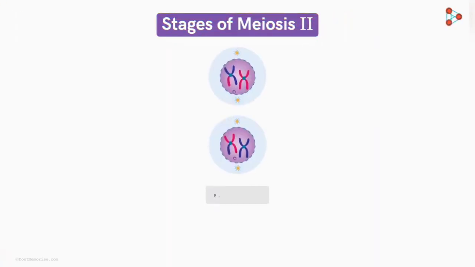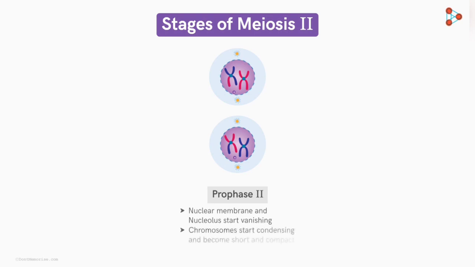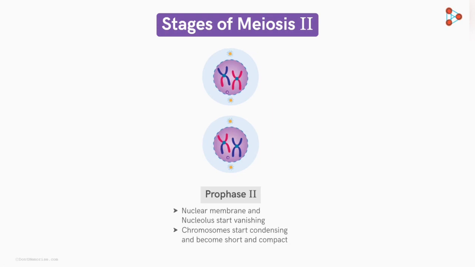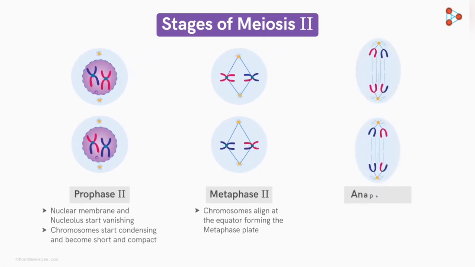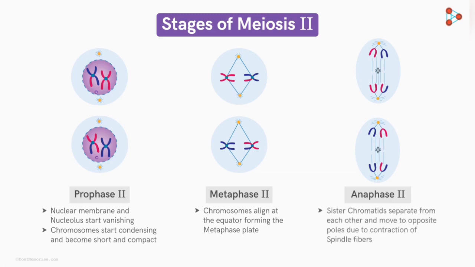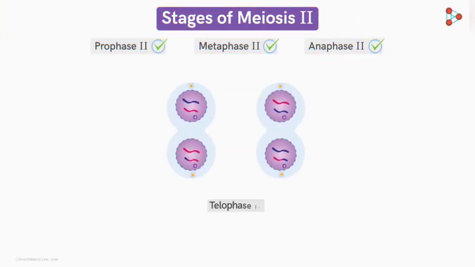The first phase is the prophase 2. Here, the nuclear membrane and the nucleolus begin disappearing. The chromatid condenses to become short and compact and gains a typical chromosome structure. In metaphase 2, the chromosomes align at the equator and the spindle fibers attach to the respective sister chromatids. In anaphase 2, the chromatids separate from each other and move to opposite poles due to the contraction of spindle fibers. Finally, in telophase 2, the chromosomes decondense.